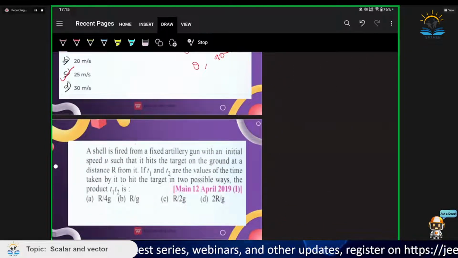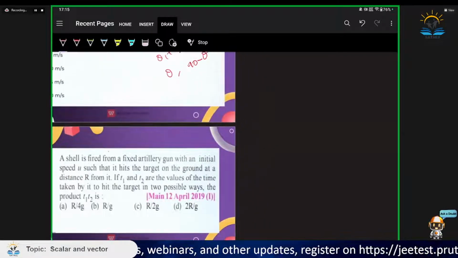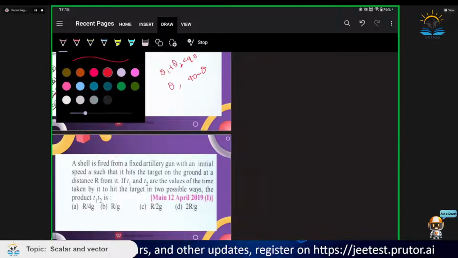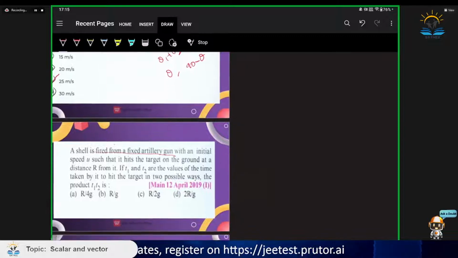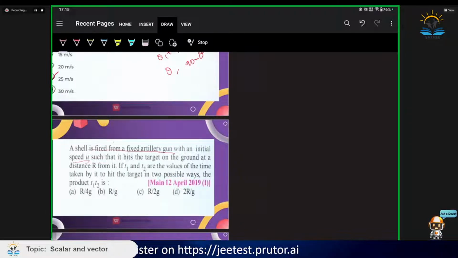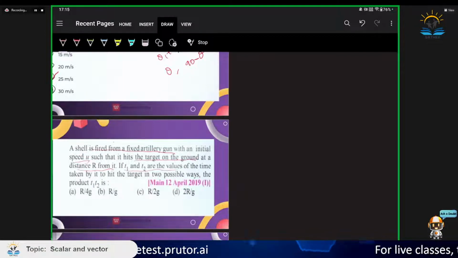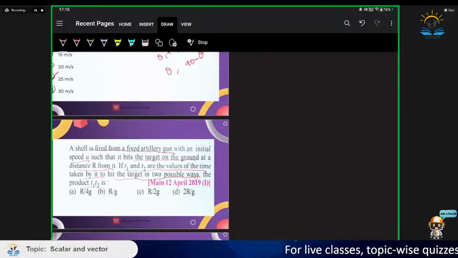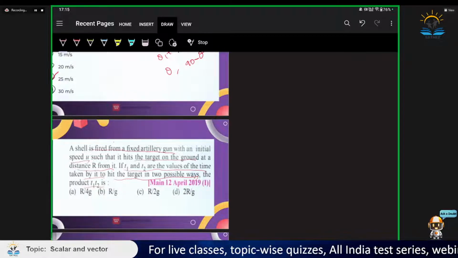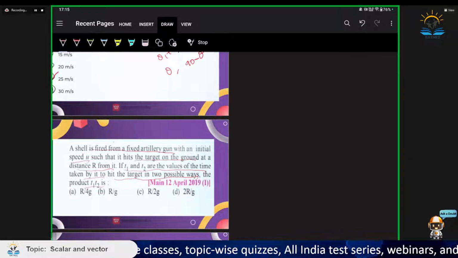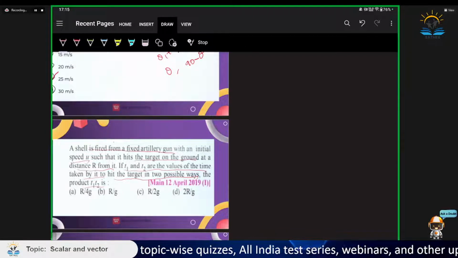This is our next question. Again, this is a case of the same range. A shell is fired from a fixed artillery gun with an initial speed u, such that it hits the target on the ground at a distance R from it. If T1 and T2 are the values of the time taken by it to hit the target in the two possible ways, the product T1 T2 is? The target is at a fixed distance, so the range will be the same and the initial speed will also be the same. We have to find the product of T1 and T2.